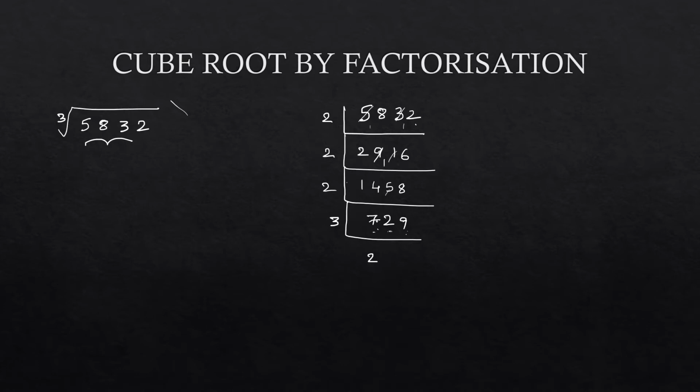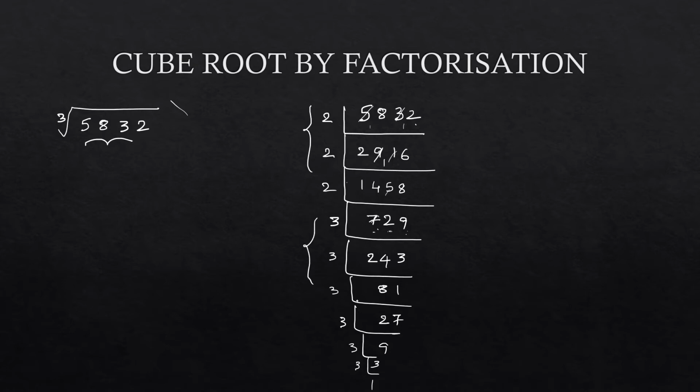3 2s are 6, 1 remainder 12, 3 4s are 12, 3 3s are 9. Again 3 8s are 24, 3 1s are 3. Again 3 2s are 6, 2 remainder 21, 3 7s are 21, 3 3s are 9, 3 1s are 3. That means right now we have 2 into 2 into 2 into 3 into 3 into 3 into 3 into 3 into 3.